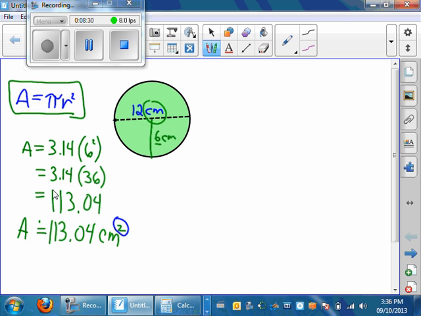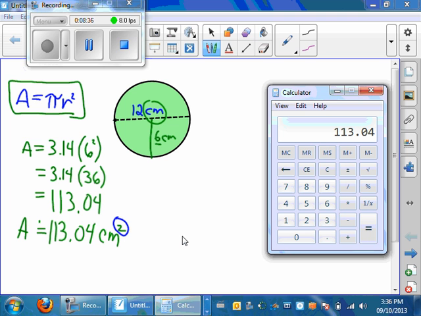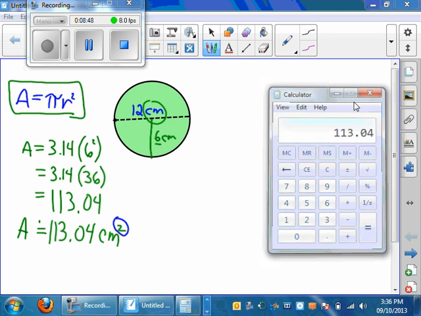Now, some calculators will actually have a pi sign on it. I don't believe this calculator does. No, I don't see one on here. So your calculator might even have a sign for pi that gives you a little bit more accurate reading. If you do, great. If you don't, just use 3.14.